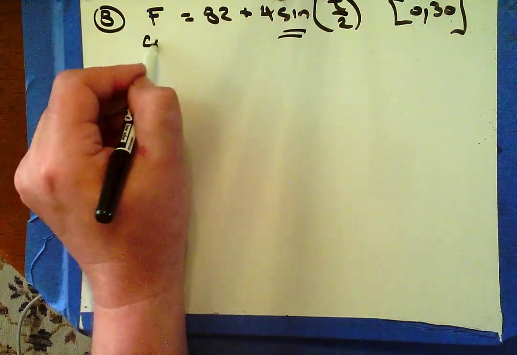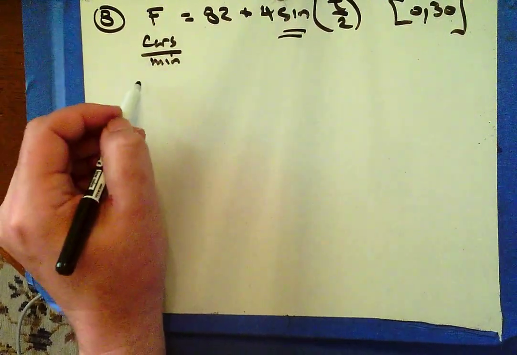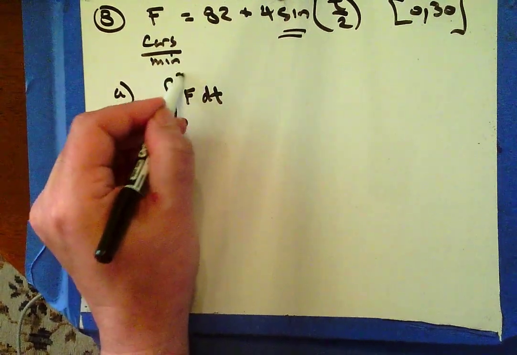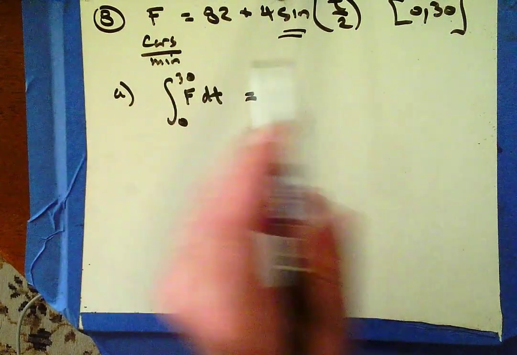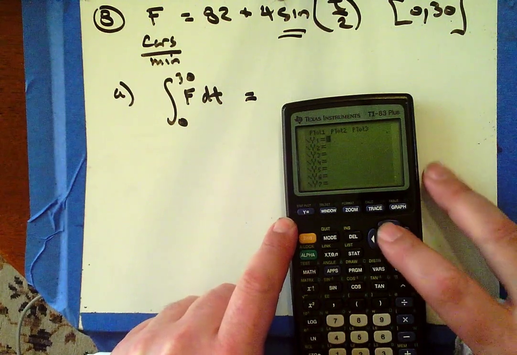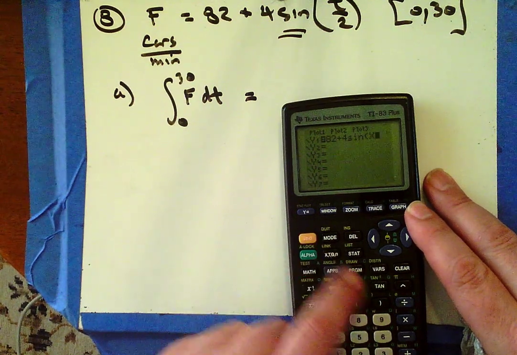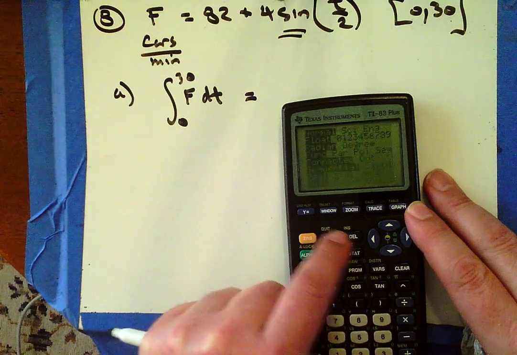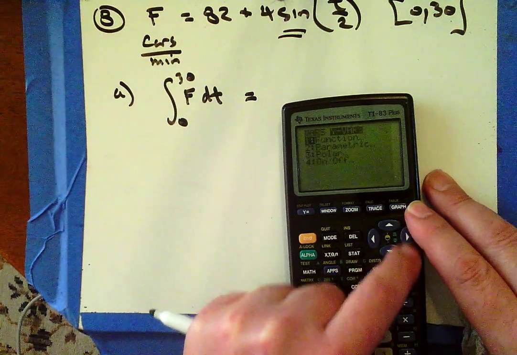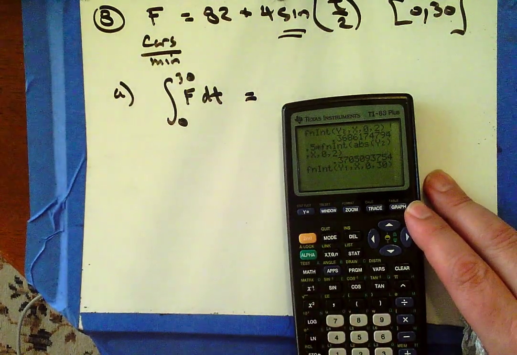Well, big F is cars per minute. That's a rate. If I integrate that rate, I'll get total number of cars. So for part A, I want the integral of big F on 0 to 30. And I'll just pull out my calculator and evaluate that. This time I'm going to type into y1, 82 plus 4 sine x divided by 2. Make sure I'm in radians. Good. Okay, so math, integrate y1, comma x, comma 0, comma 30.